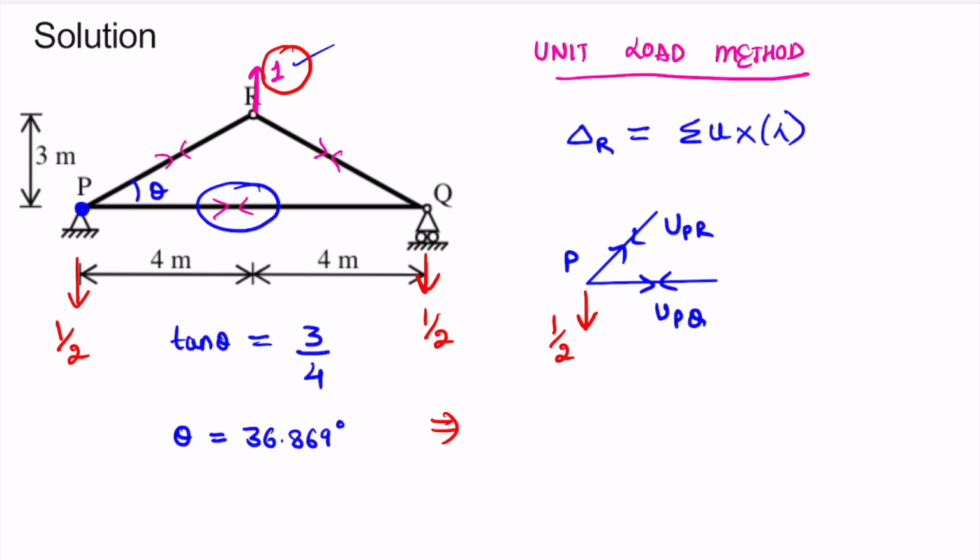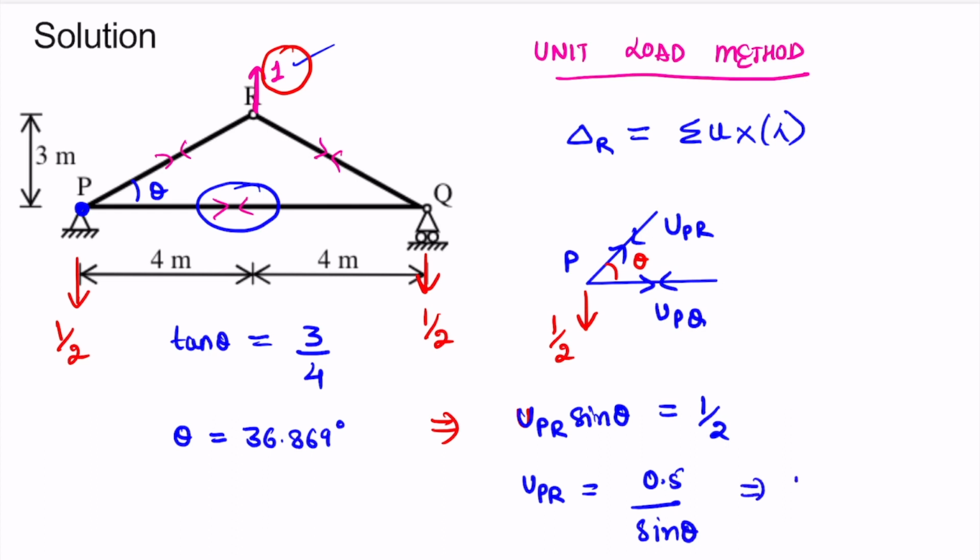This is angle theta, so if we satisfy the vertical equilibrium, UPR sine theta will be equal to 1 by 2. From here UPR will be equal to 0.5 divided by sine theta. So from here we get the value of UPR as 0.833. So we got the value of UPR. Now we will find the value of UPQ.